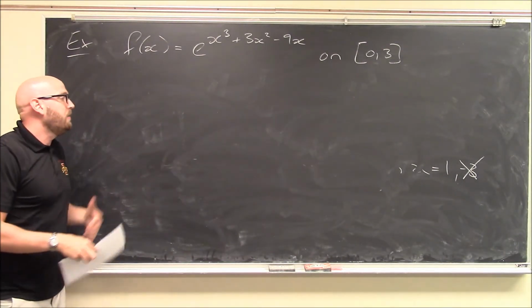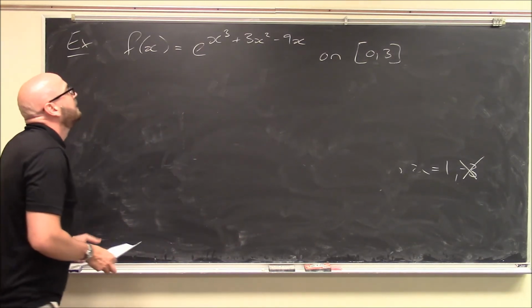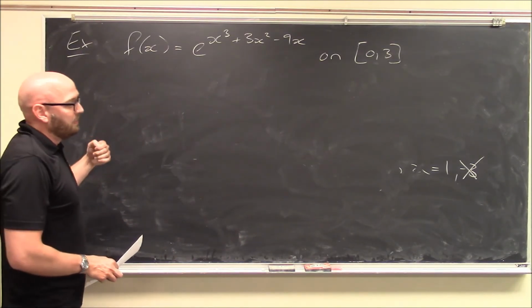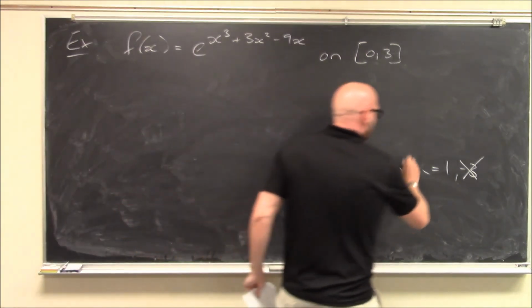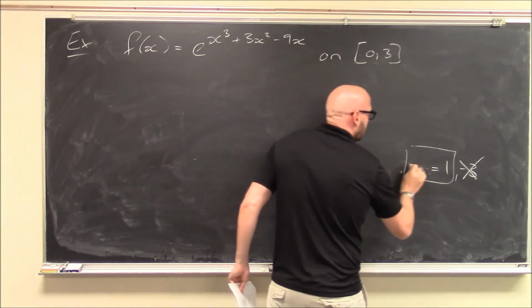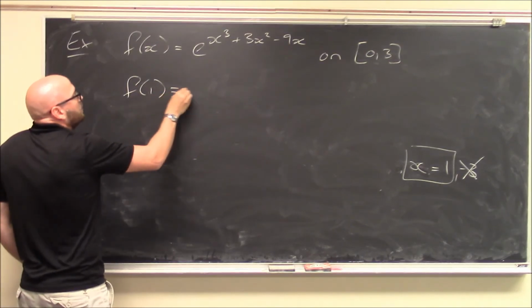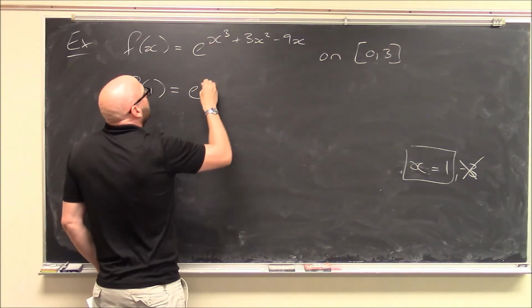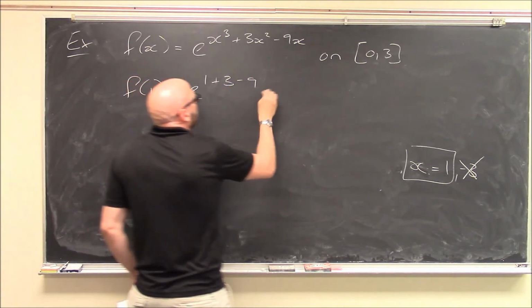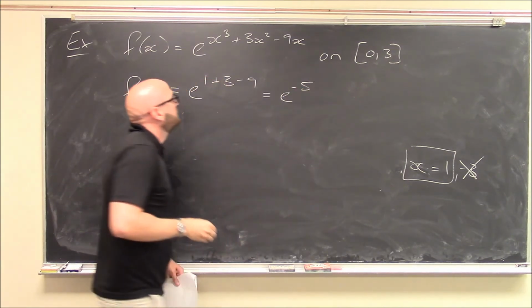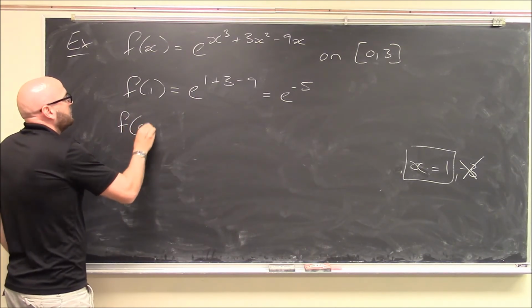Finding the critical numbers. Hopefully you don't find it too bad because we've done this for the last several sections, finding critical numbers of functions. It's a process of finding the derivative and then doing the algebra. So we have one critical number in our interval, x is positive 1. So now we plug them in. Find the value of the function at 1. That's going to be e to the 1 plus 3 minus 9. That's e to the minus 5, or 1 over e to the 5th if you want. And we'll plug in the endpoints.